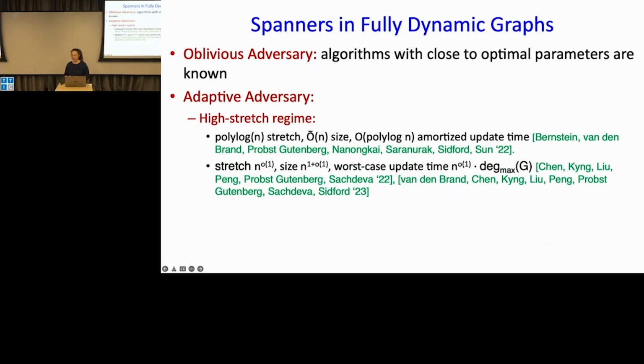So the question is, what happens if you want a really low stretch? Remember, stretch is the approximation factor, so generally we want it to be small, like for example a constant, or a slowly growing function of n, less than logarithmic.